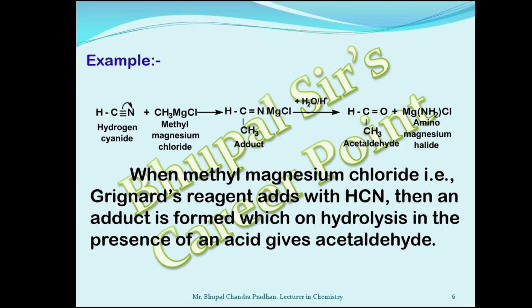When methyl magnesium chloride, that is Grignard's reagent, adds with HCN, then an adduct is formed which on hydrolysis in the presence of an acid gives acetaldehyde.